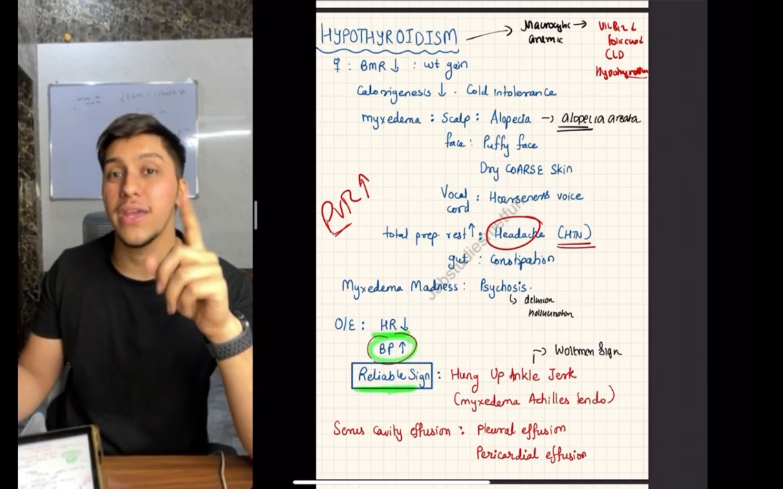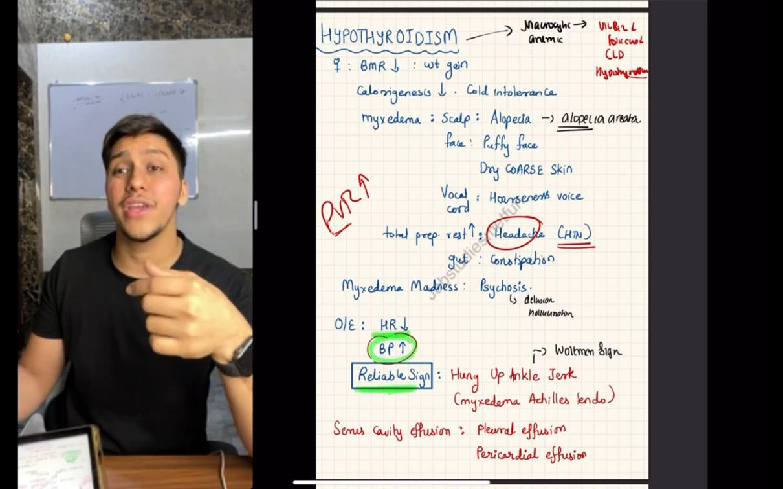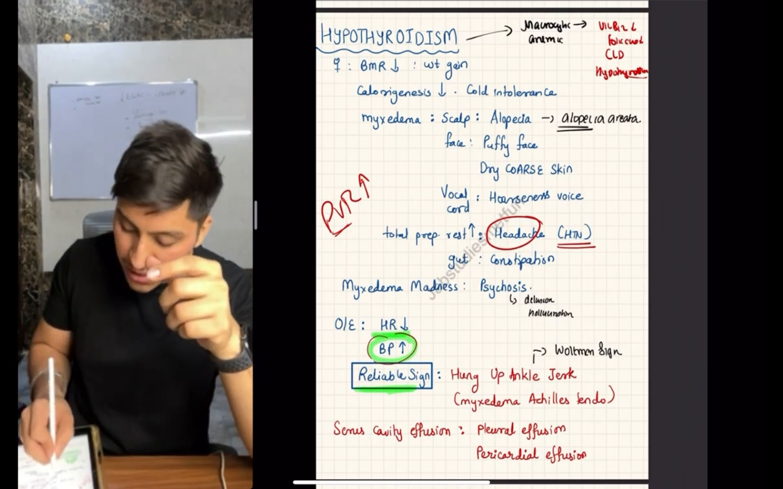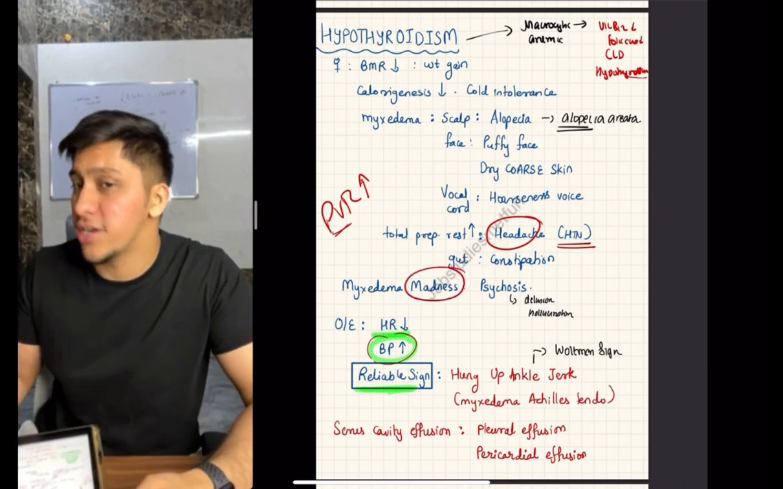Okay. In hyperthyroidism we had pretibial myxedema; over here you have something known as myxedema coma and myxedema madness. Madness is the psychosis associated with hypothyroidism, which can be hallucinations and delirium.